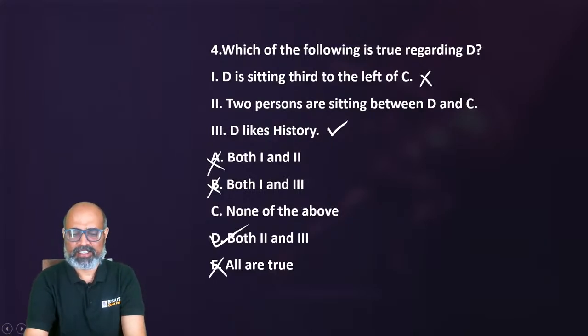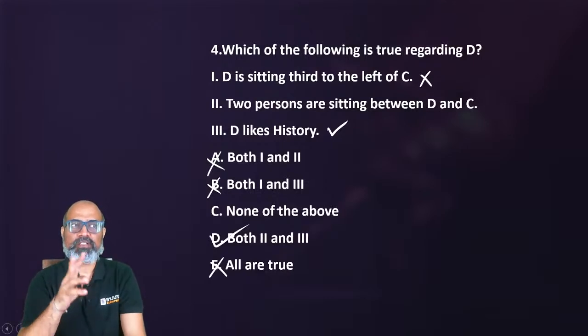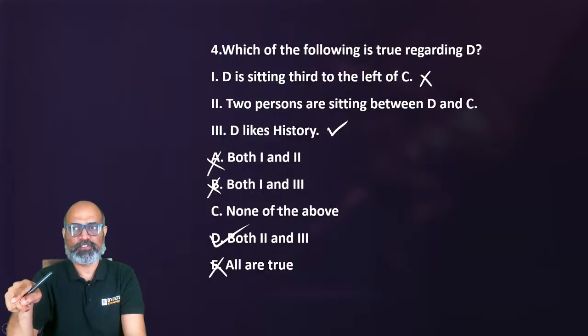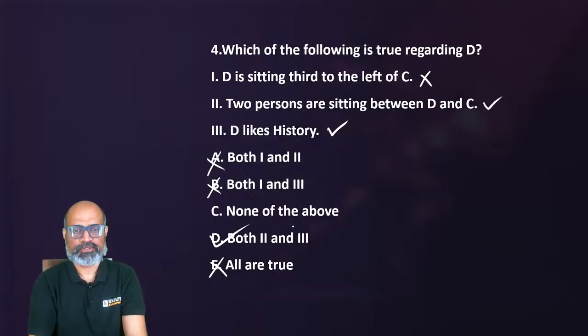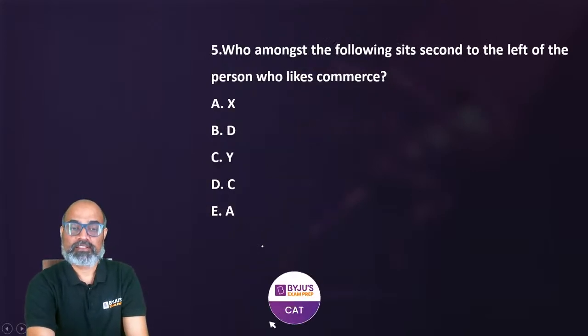But let's check second statement as well. Two persons are sitting between D and C. If you remember, D was sitting third to the right of C, which actually means there are two people between them. So second is also true. Option D. Right? Not a difficult one.